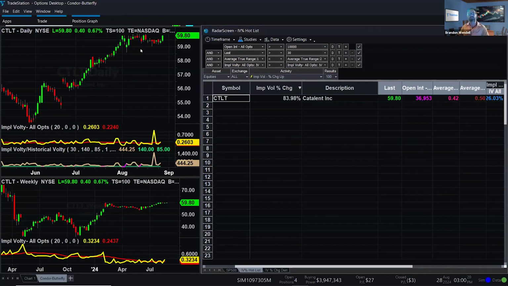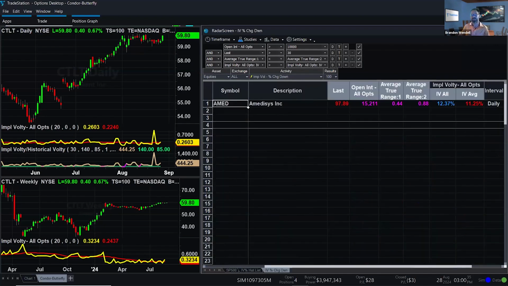Now, obviously, I would also want to make sure there are no big events coming up like earnings that could spike the volatility, things like that. We want volatility to continue to decline, and you would do a little more analysis on that. There's also implied volatility change down, and of course, you can create additional hot lists and continue to use those scans to help find potential candidates to trade.